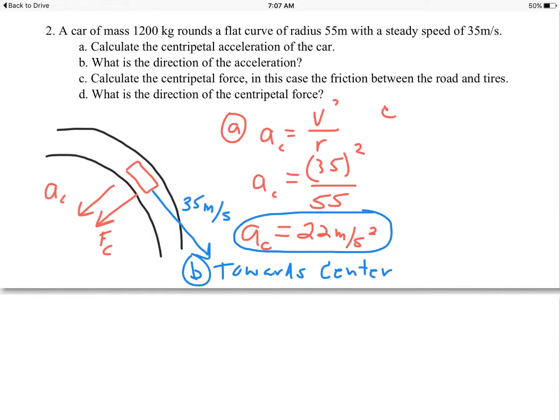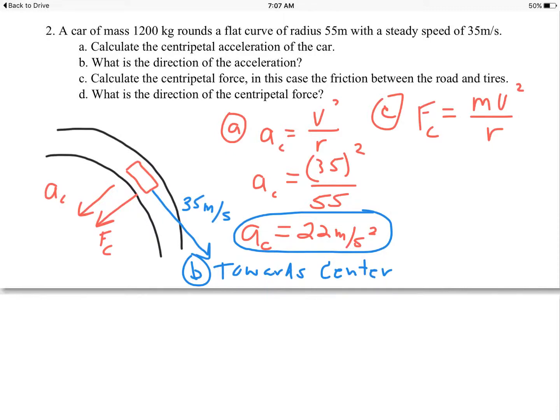Part C, what is the centripetal force? And once again, centripetal force is kind of a generic term for actual real forces. The real force here is friction that keeps the car on the road. If there's no friction, the car slides off the road into a ditch or into a tree, which you don't want to have happen. So friction is the centripetal force here. In the previous problem, the string was the centripetal force. For planets going around the sun or moons, the centripetal force is gravity. That's the specific force.